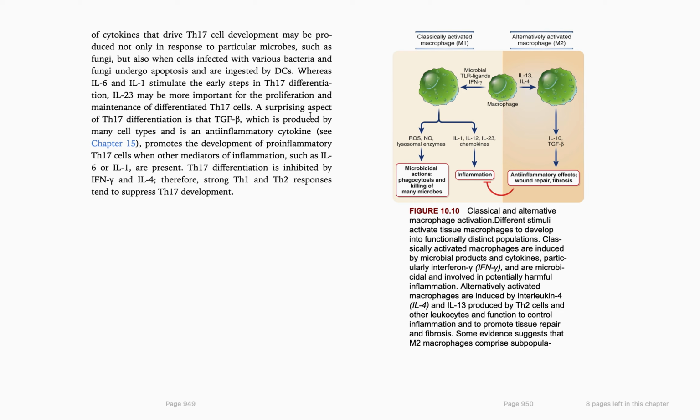A surprising aspect of T helper 17 differentiation is that transforming growth factor beta, which is produced by many cells and is an anti-inflammatory cytokine, promotes development of pro-inflammatory T helper 17 cells when other mediators of inflammation such as interleukin 6 and interleukin 1 are present. T helper 17 differentiation is inhibited by interferon gamma and interleukin 4. Therefore, strong Th1 and Th2 responses tend to suppress T helper 17 development.